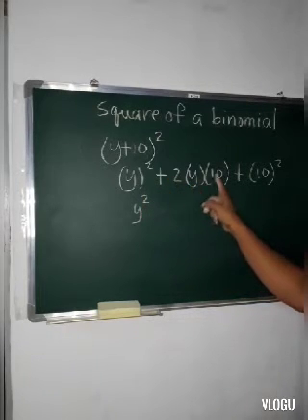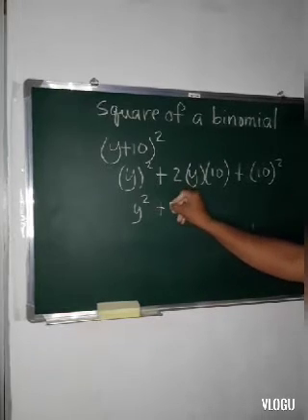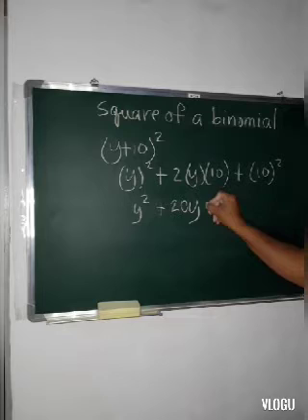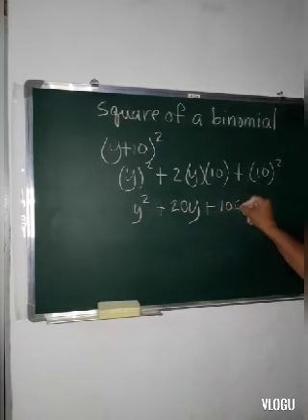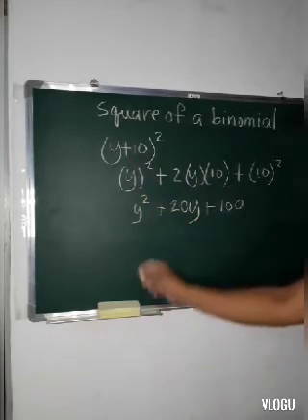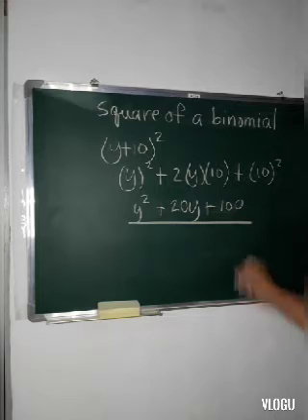Positive times positive is positive, so we have positive. 10 times 2, we have 20y. Next, positive 10 times 10, we have 100. Therefore, the square of (y + 10) is equal to y squared plus 20y plus 100.